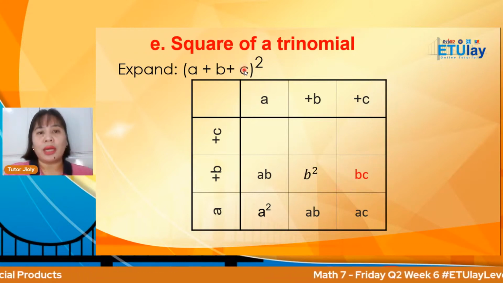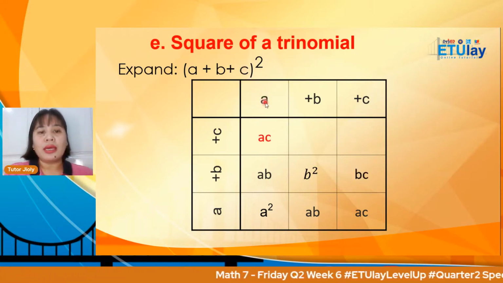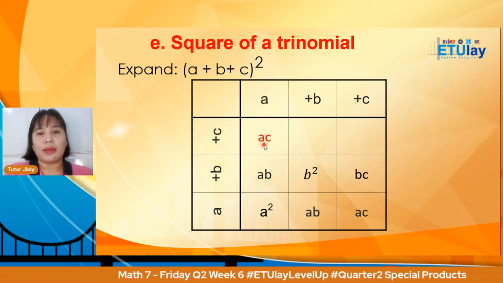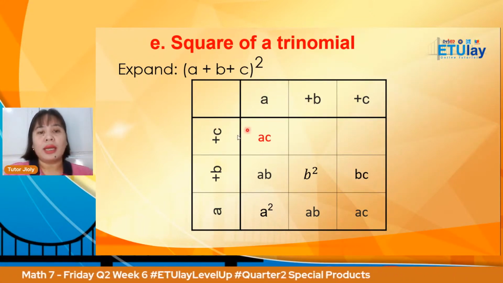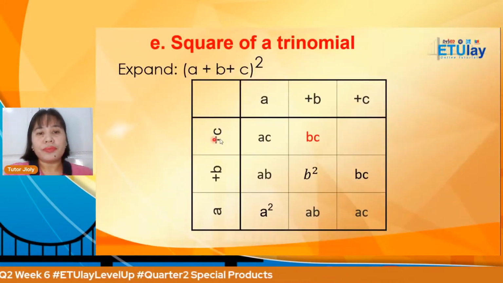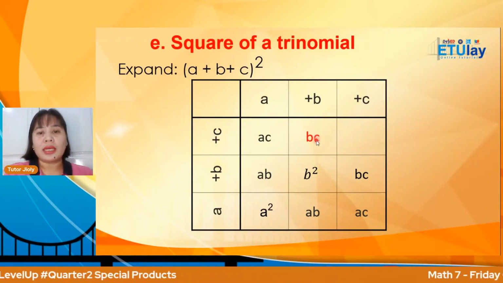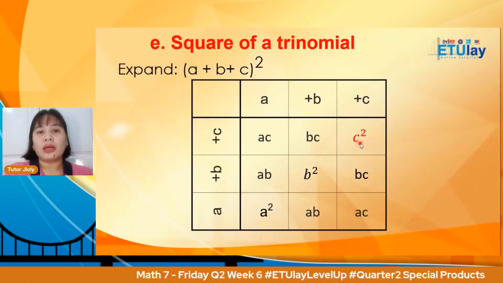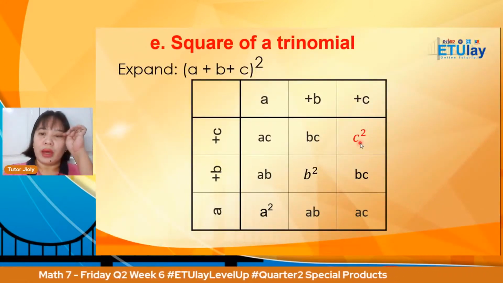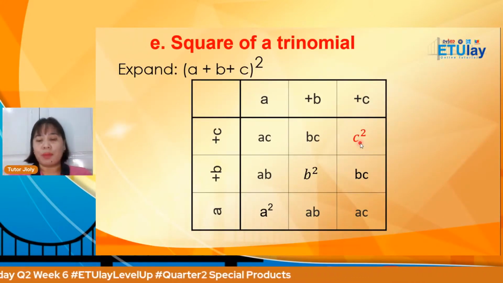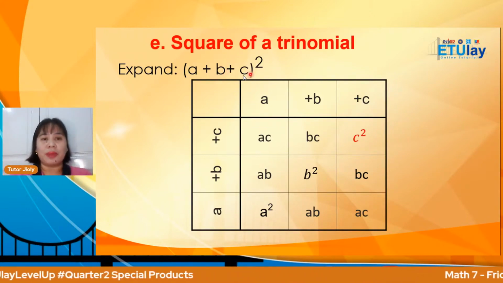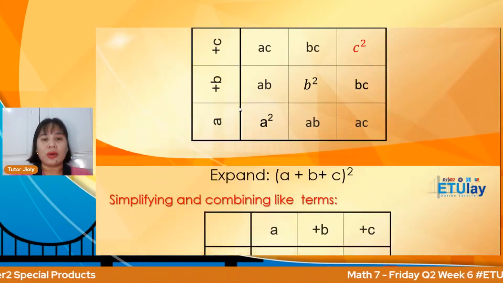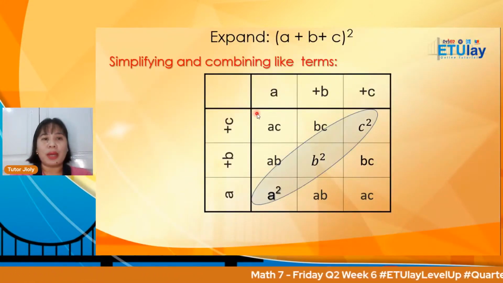Okay, last term tayo, yung C. A times C, that is AC. Then we have B times C, that is BC. Then we have C times C, that is, okay, C squared. Okay po. So now, tapos na tayo, na-simplify na natin. Okay? So we have, expand natin, simplify and combining like terms.